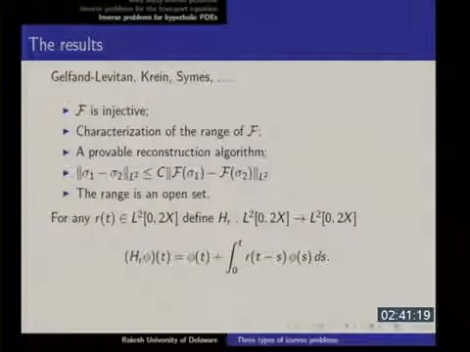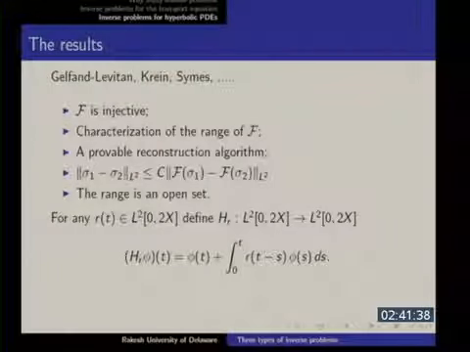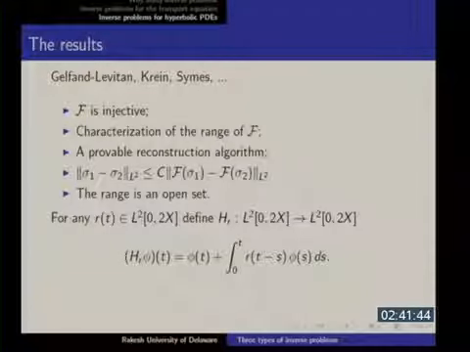So suppose I give you some measurement, any function on 0 to 2X, right? And you say, can this be the response for some shape of vocal tract? Maybe every function in L2 0 to X is the response for some vocal tract. Maybe. Then the range is all of L2 0 to X. But the answer is it's not so. Okay? So what kind of functions on the interval 0 to 2X could be the response for some vocal tract? And this characterization was provided by Gelfand and Levitan.